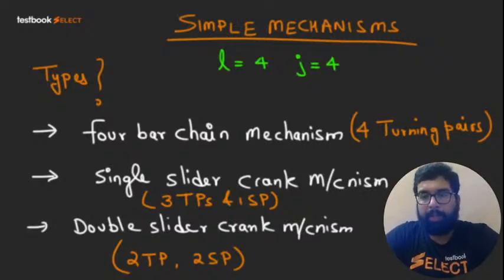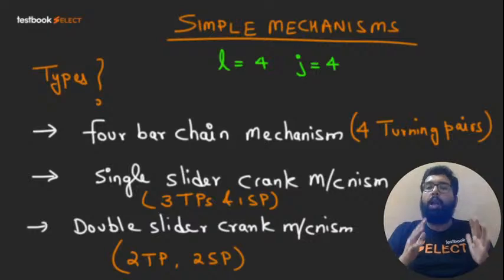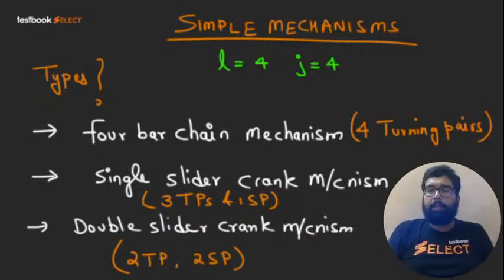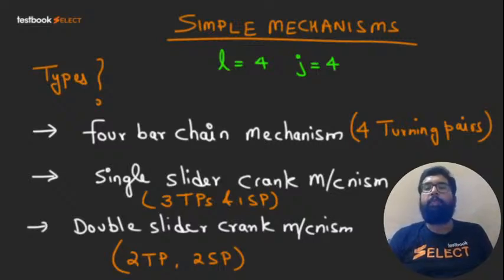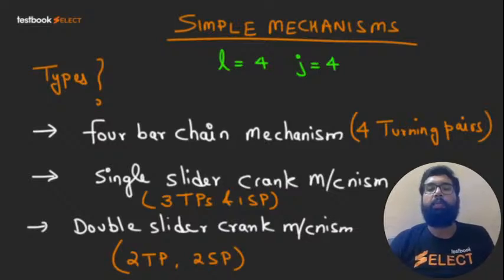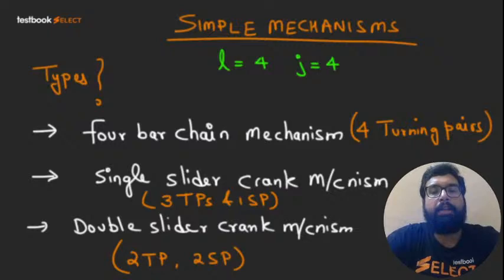All are simple mechanisms. Please try to understand this concept. All have four links and four lower pairs. To differentiate between them, in the four-bar chain mechanism, there are four turning pairs. In the single slider crank mechanism, we have three turning pairs and one sliding pair. And in the double slider crank mechanism, we have two turning pairs and two sliding pairs.